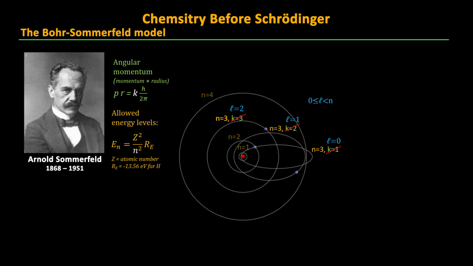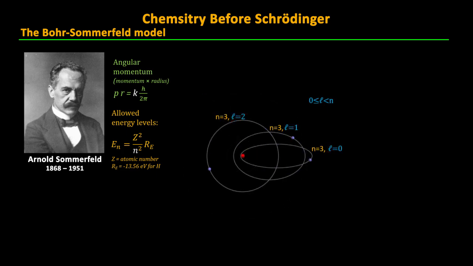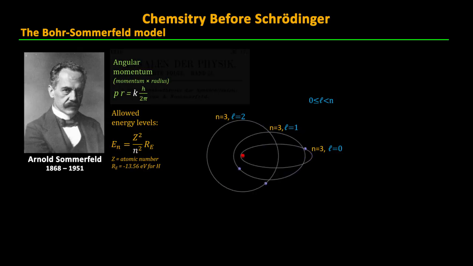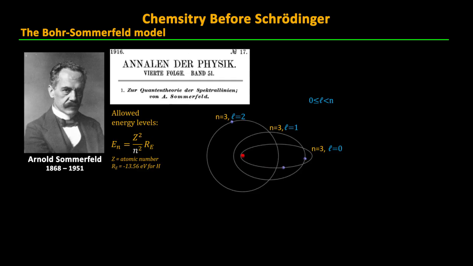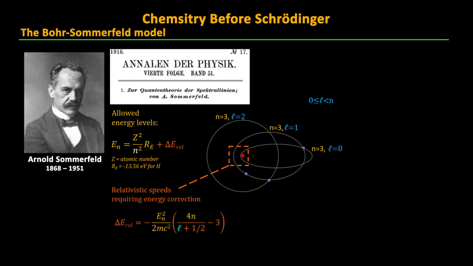Having shown that there could be different orbits with the same quantum number n, Sommerfeld now used his model to explain how those orbits could have slightly different energy. In 1916, Sommerfeld published that since the electrons in the more eccentric orbits would be moving a significant fraction of the speed of light at their closest approach to the nucleus, the energy of orbits with different eccentricities would need different relativistic corrections to their orbital energy.